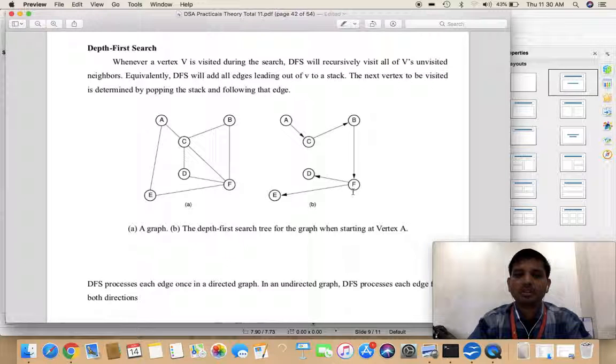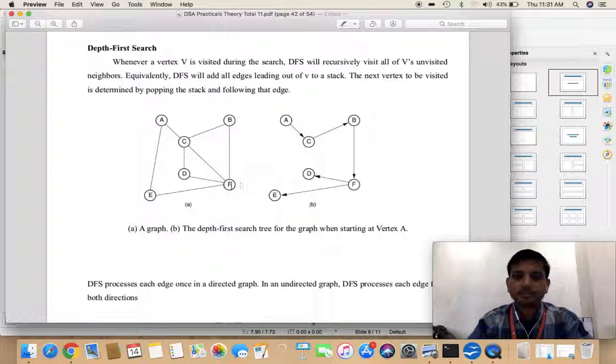Now we are at vertex F. Again we have to see the possible neighbor vertices of F. The possible neighbor vertices are B, C, D and E, out of which B is visited and C is visited, but D and E are not visited. So we have to choose one of them. Suppose I choose vertex D. I am marking D as visited.